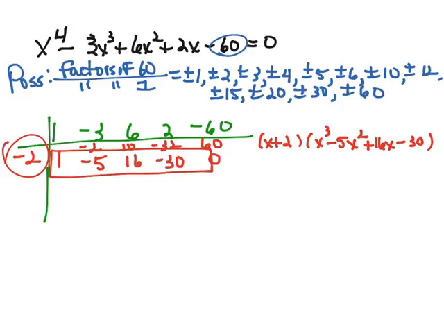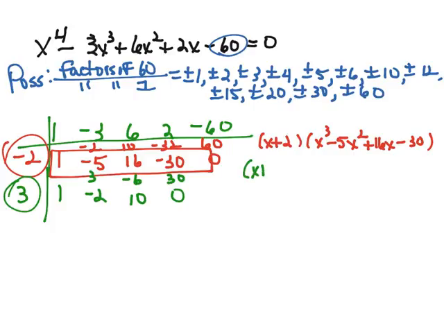So I'm going to keep going down my list till I find another number that divides in evenly. I think I'm going to try 3. So I bring the 1 straight down. 3 times 1 is 3. Negative 5 plus 3 is negative 2. 3 times negative 2 is negative 6. 16 plus negative 6 is 10. 3 times 10 is 30. Negative 30 plus 30 is 0. So 3 is also a 0.